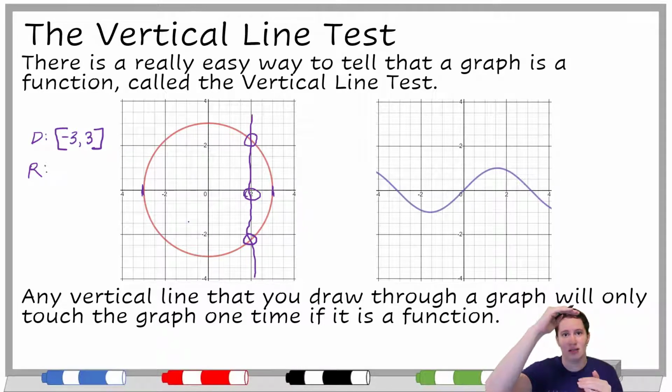It goes all the way down to -3 for y. It goes all the way up to +3 for y. And so we'd write -3, 3 with brackets as well.